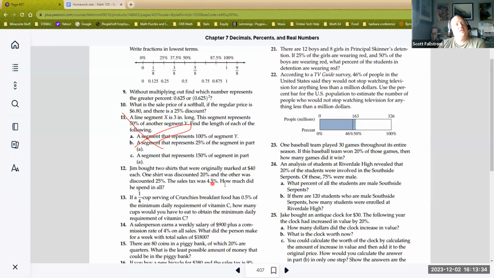And I will say, most of the time when a store does these, they will add all the prices together and then do sales tax at the end. That way they're only rounding the sales tax once. Okay. Let's see here. Here's a nice one with ratios. 1/4 cup serving of Crunchies breakfast food has 0.5% of your requirements. How much would you have to eat to get the minimum daily requirement of vitamin C?